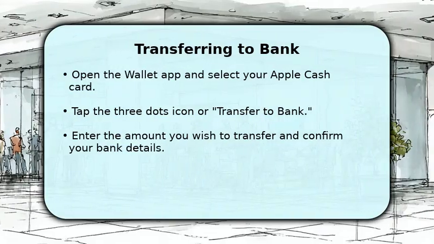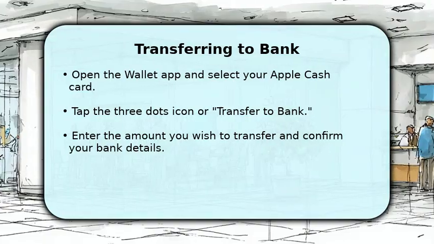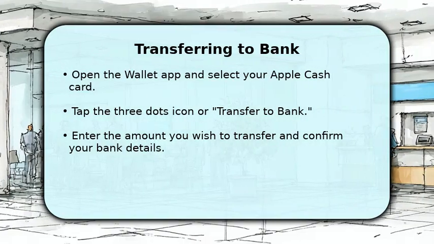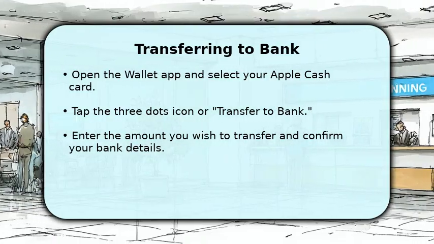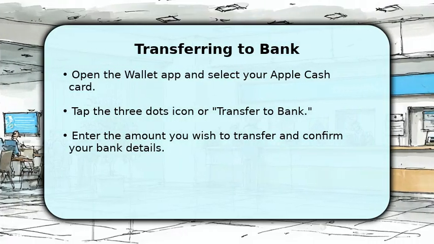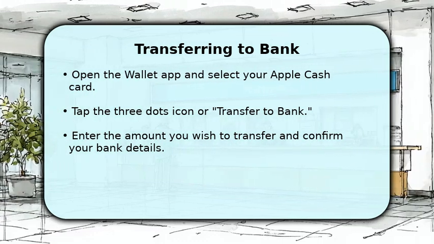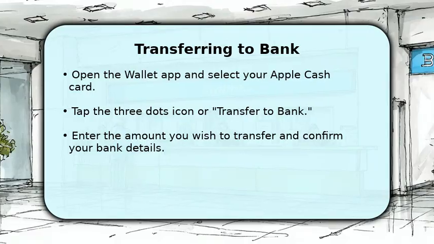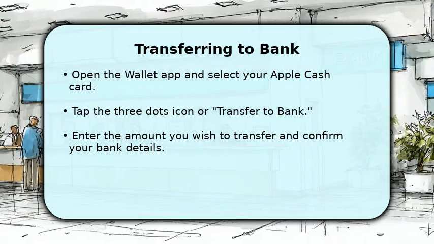To transfer your Apple Cash balance to your bank account, open the Wallet app and select your Apple Cash card. Then, tap the three dots icon, usually found in the top right corner, and choose Transfer to Bank. You'll need to enter the specific amount you wish to transfer and confirm your bank details. Please note that these transfers typically take 1 to 3 business days to fully process and appear in your bank account.